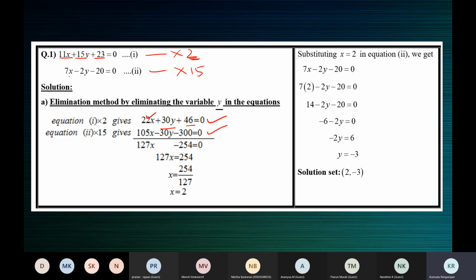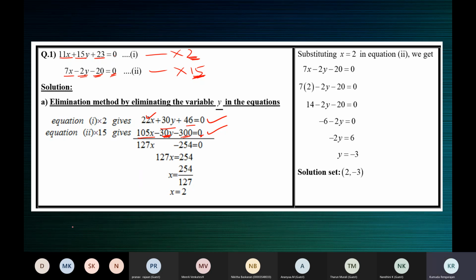Now coming to the second equation, 7x into 15, 105x. Minus 2y into 15, minus 30y. Minus 20 into 15, minus 300. Is equal to 0 into 15, 0. Multiply every term in the LHS and every term in the RHS by that constant.